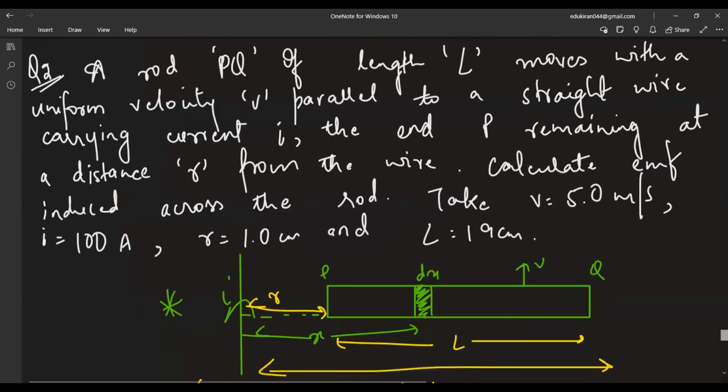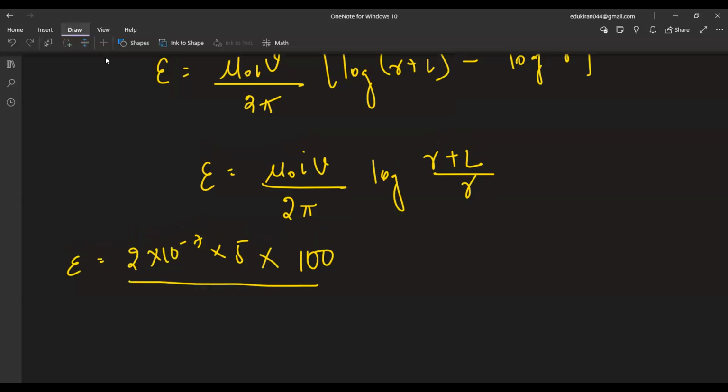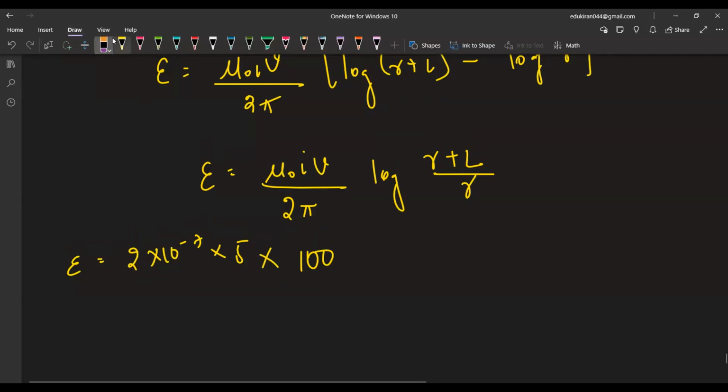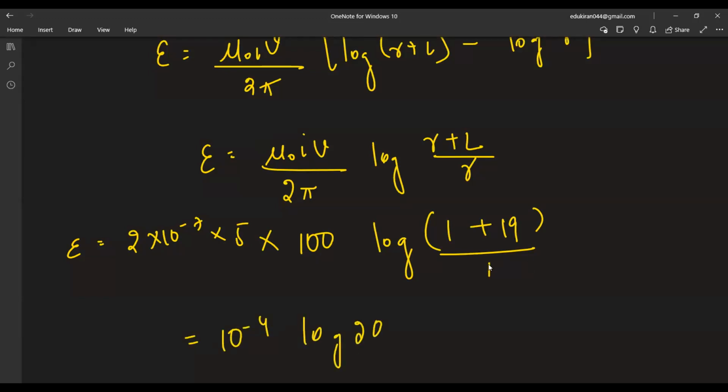5 meter per second. Okay, current is 100, so current is 100 amperes. Velocity is 5 meter per second. Okay, 2 pi already I have cancelled. Then log: one was radius 1.0, and the other one was 19 divided by 1. That is log 20. So this is 3 into 10 to the power minus 4, log 20, because this is just 1, right? Log 20 is around 3. So 3 into 10 to the power minus 4 volt.